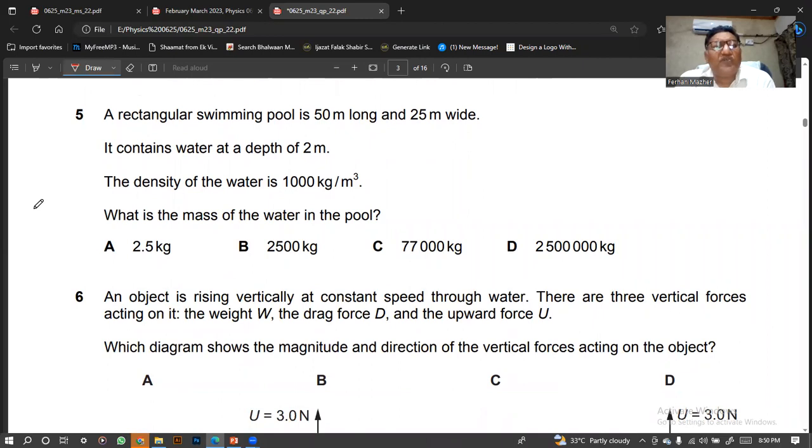A rectangular swimming pool is 50 meter long and 25 meter wide. It contains water at a depth of 2 meter. The density of the water is 1,000 kg per meter cube. What is the mass of the water in the pool? So you know the length, the width, and the depth of the body of water in the swimming pool. So we can find out the volume of that water. We know the density of that water, so we can find the mass.